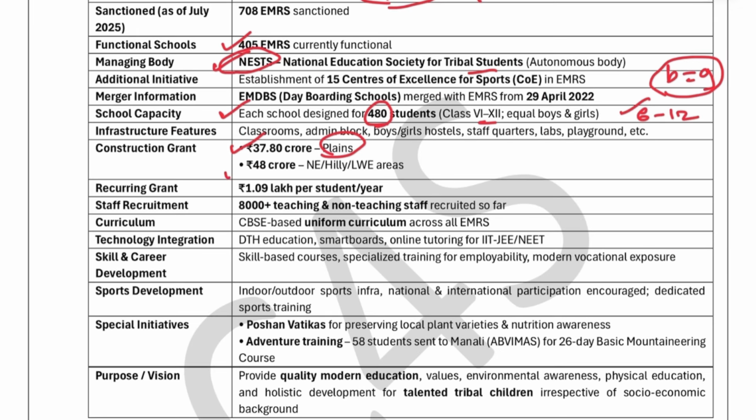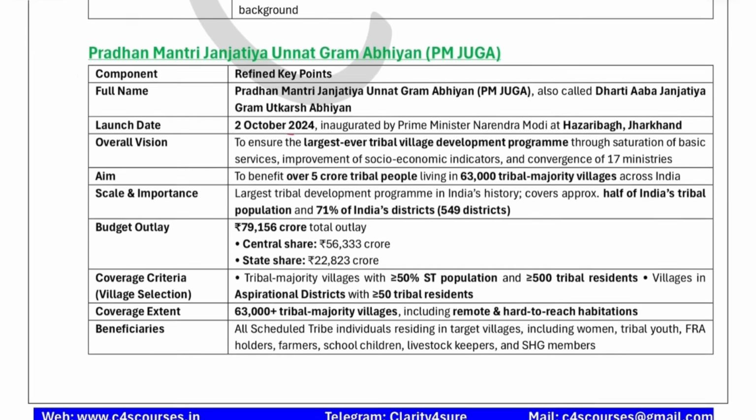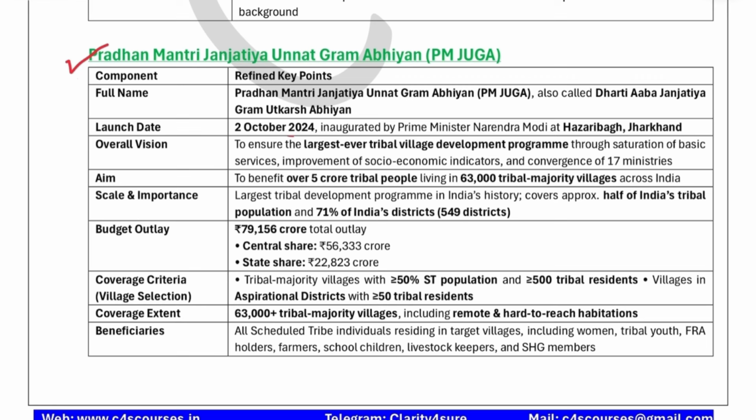This construction grant of 37.80 crore will be given for plain areas, and 48 crore will be given for northeast, hilly and left wing extremist areas. And a recurring grant of 1.09 lakh per student will be given per year. Okay, that's it from the EMRS that you have to take up.